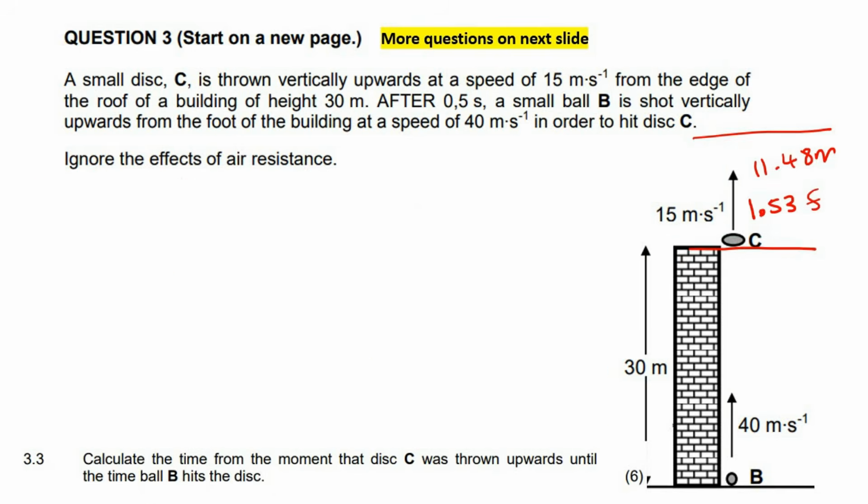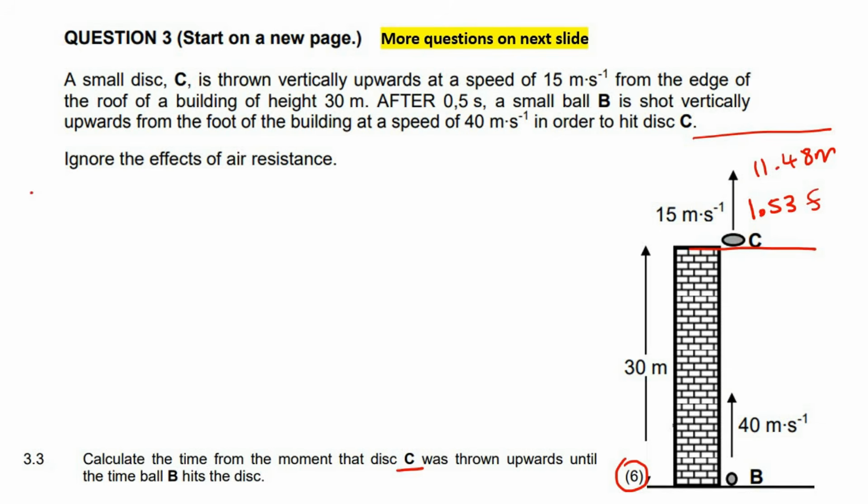This question says calculate, and here's where we're going to start using time. This is a good question because a lot of learners mess up this part of the year. I've seen this a lot. For 6 marks, calculate the time from the moment that disk C was thrown upwards until the time that ball B hits the disk. Oh, okay, so they're going to try hit the disk. I didn't even read that part. Okay, so this is interesting.